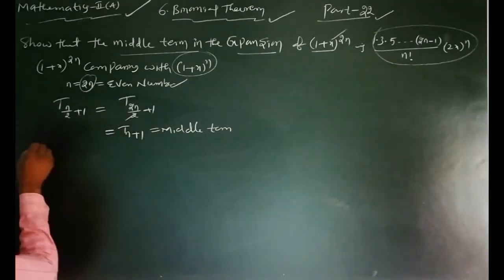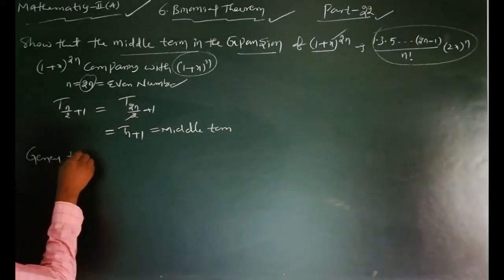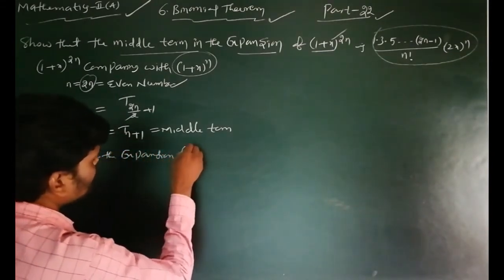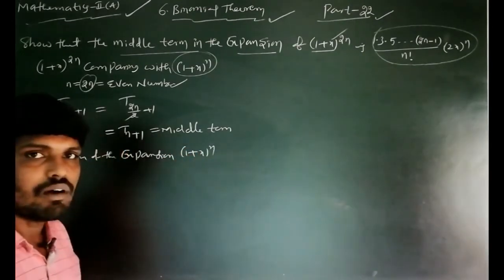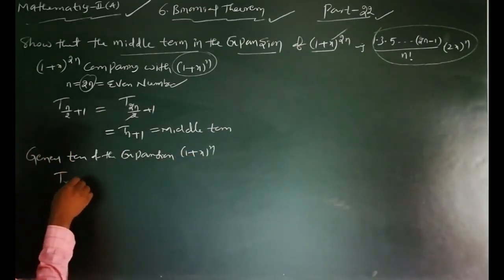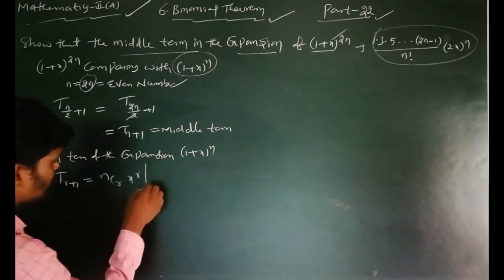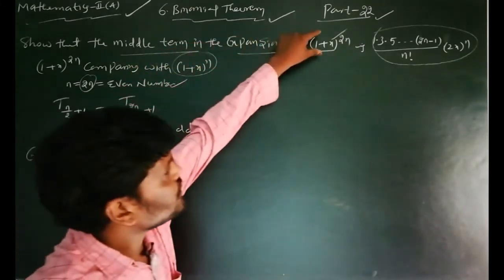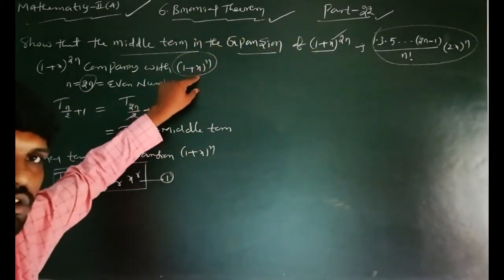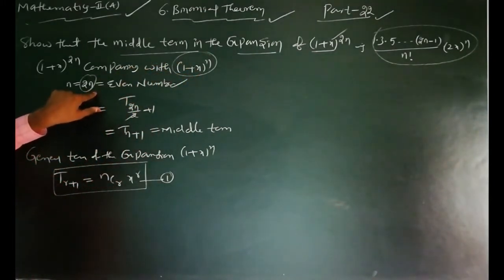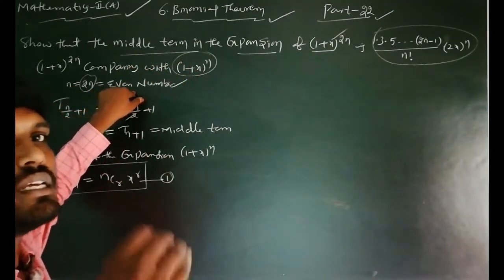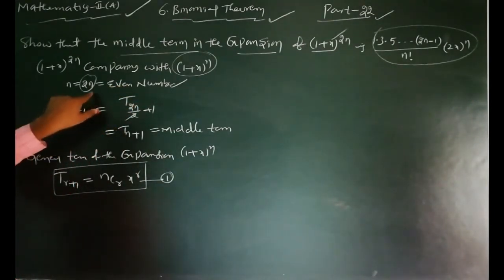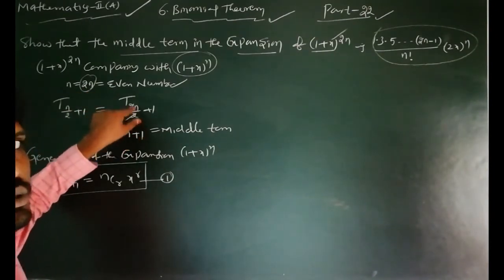After that, the general term of the expansion (1+x)^n. What is the general term T(r+1)? T(r+1) equals nCr x^r. This is the general term. In this general term, first (1+x)^2n comparing with (1+x)^n, you get the n value as 2n. 2n is the even number. If n is even, only one middle term, that is the T(n/2 + 1) formula. In this formula, you can write 2n in place of n, 2n/2, the 2s get cancelled, T(n+1).